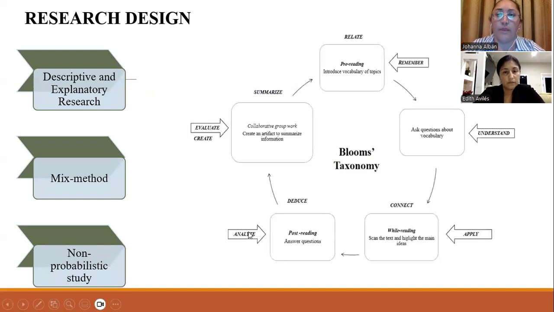Here we have a diagram where, using Bloom's taxonomy, it was possible to integrate the different stages of the reading process with the cognitive reading strategies in order to improve the student reading comprehension. As we can see here, we have the different stages of the reading, as well as the cognitive strategies like relate, connect, deduce, and summarize. In this way, we want to improve the student reading comprehension.